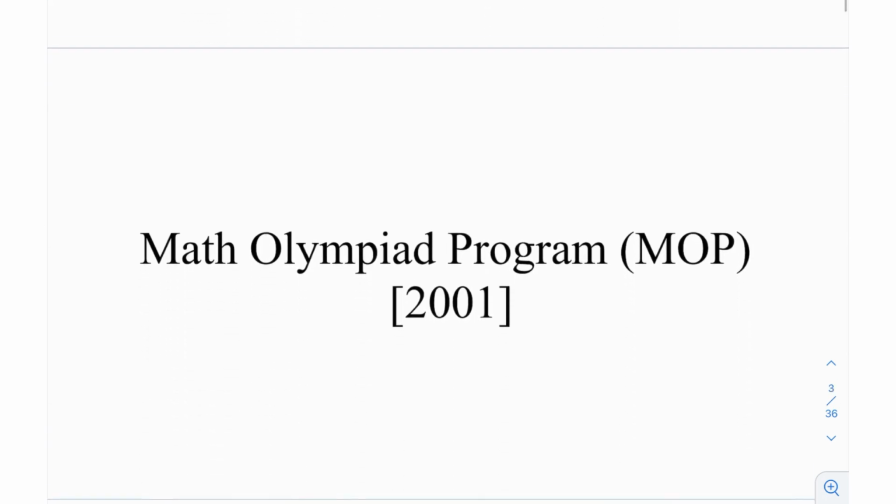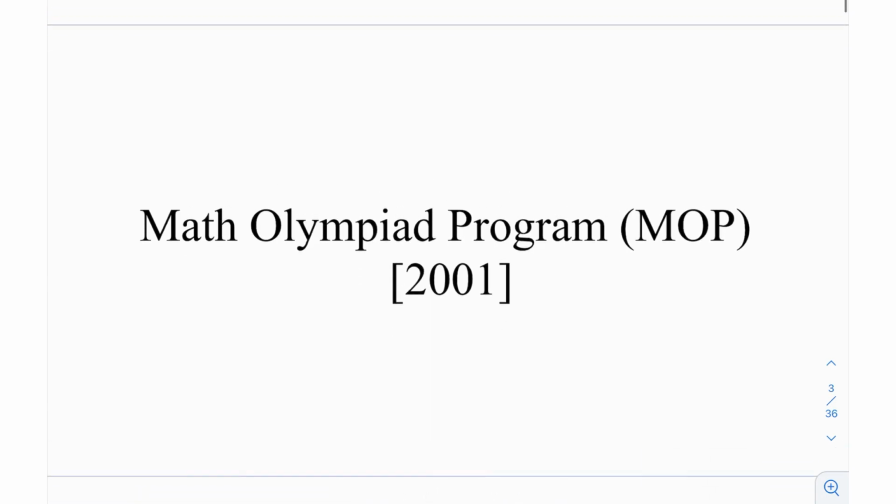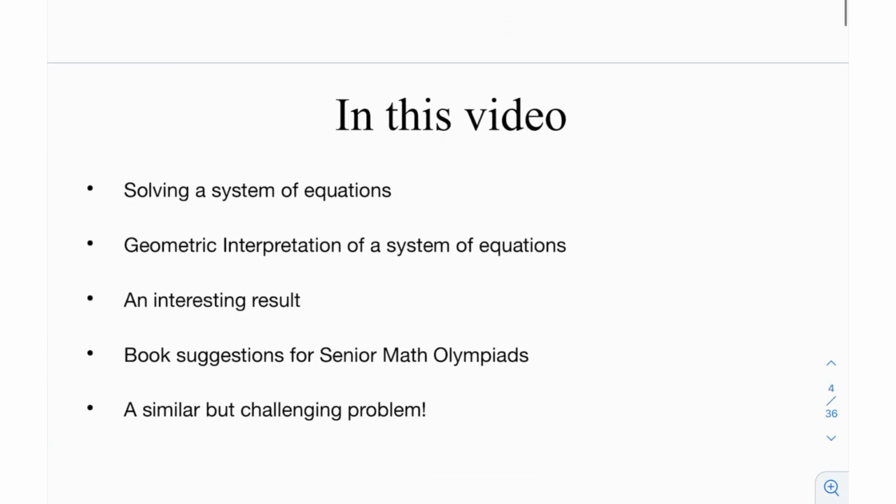So this is a question from the Math Olympiad Program, the MOP, in the year 2001. And the MOP is basically the American equivalent of the IMOTC that we have in India. So it's their camp basically for the IMO. And in this video, we're going to be looking at how to solve a system of equations, and more importantly, solving it using a little bit of geometry and trigonometry, the geometrical interpretation of the algebraic question. Then we're also going to be looking at an interesting, very standard result, but it's good to keep in mind, and it's very helpful in a lot of these exams. Then we have book sessions for senior math Olympiads, and at the end, a similar challenging problem.